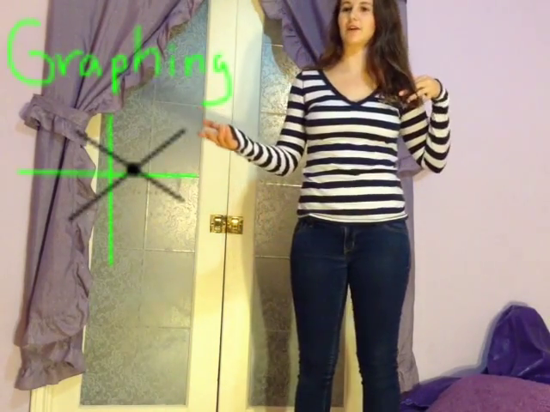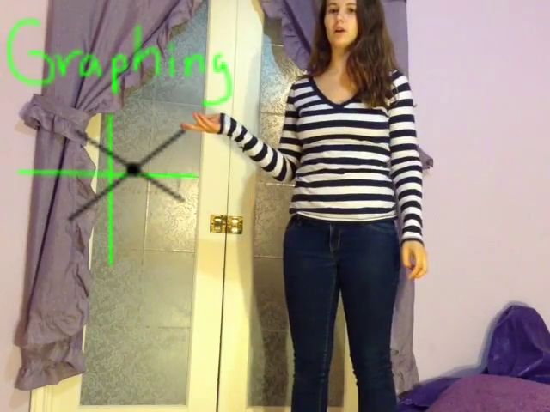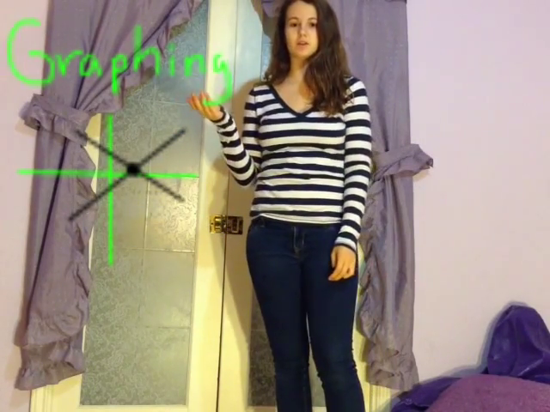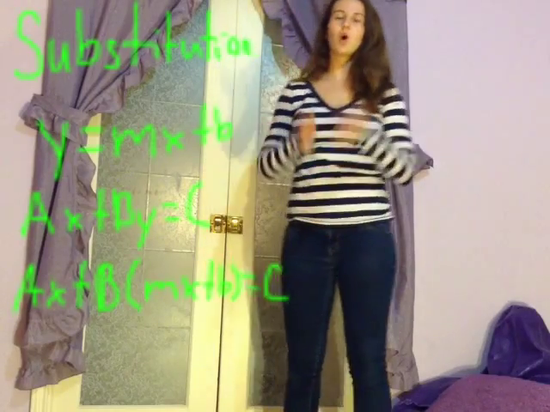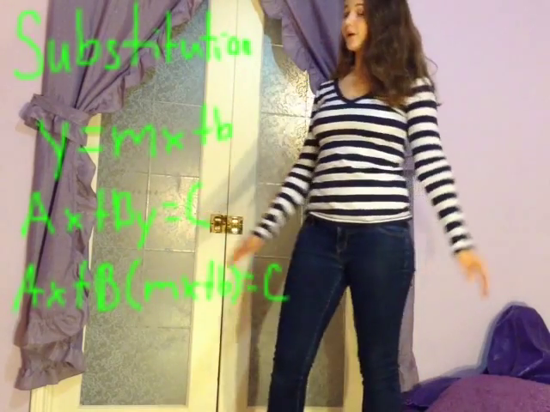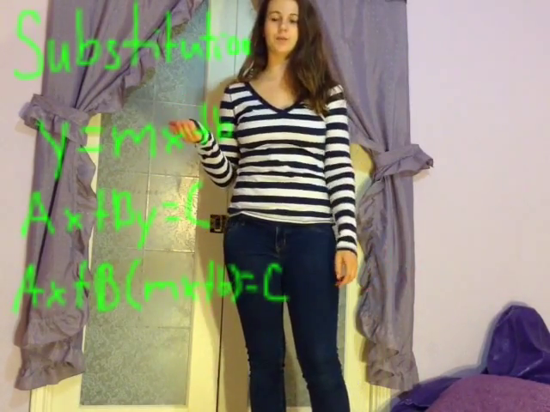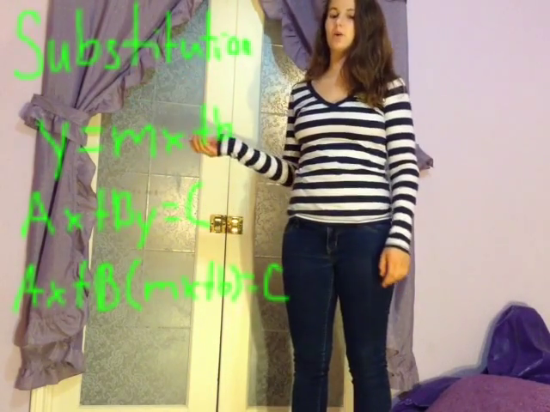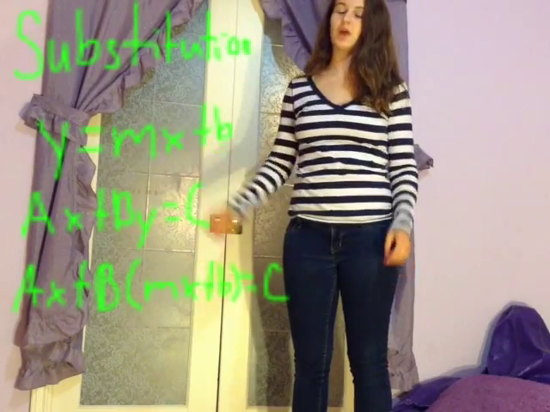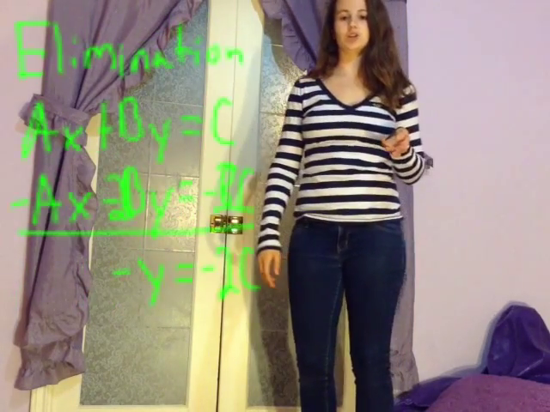The first is graphing. Basically, you're going to graph the two lines and see what point they cross at, which is great until the point at which they match up isn't a perfect whole number. Another way that we do this is called substitution, which works great if one of the equations is y equals mx plus b. Basically, you're going to substitute y in a standard equation for mx plus b. The third way is elimination.